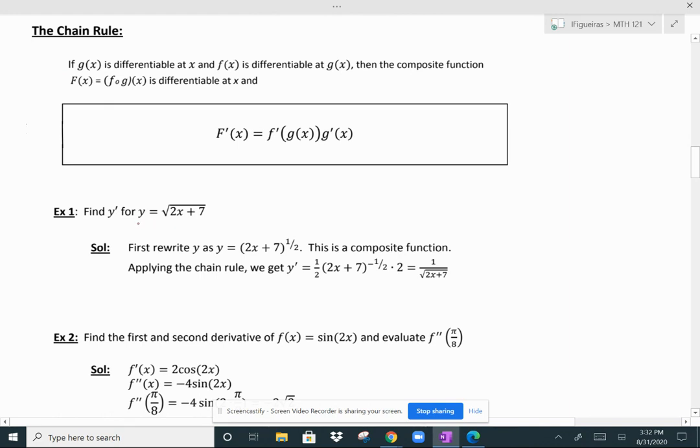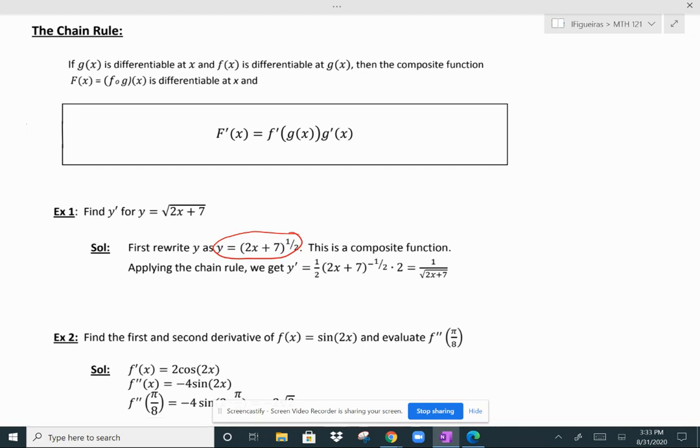So I have y is equal to the square root of 2x plus 7. So whenever you have a radical, you want to make sure you first rewrite it without the radical, which is what you see here. y is equal to 2x plus 7 to the 1/2. And then you want to evaluate the composite function, or take the derivative of the composite function.